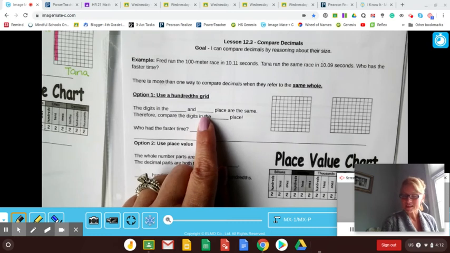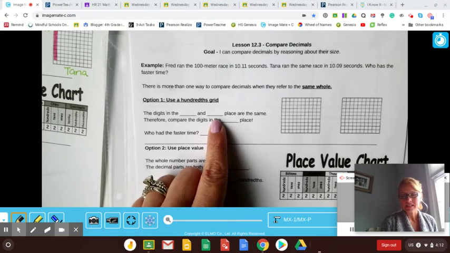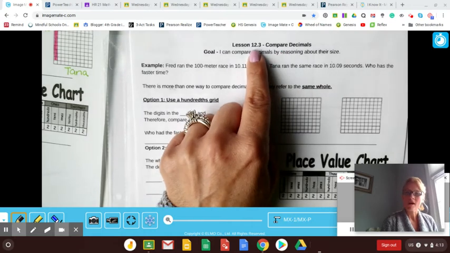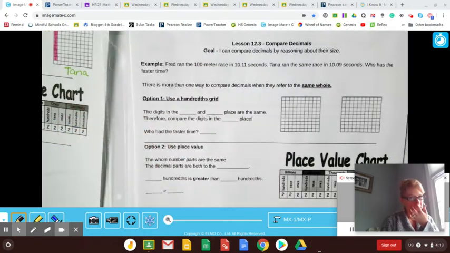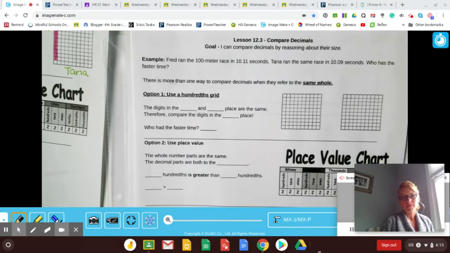Hi, guys, welcome back. Today is Thursday, April 2nd, and today's math lesson is going to be showing you how to compare decimals. This is lesson 12.3 in our text, and our ultimate goal today is to show you how you can compare decimals by making some reasonings about their size.